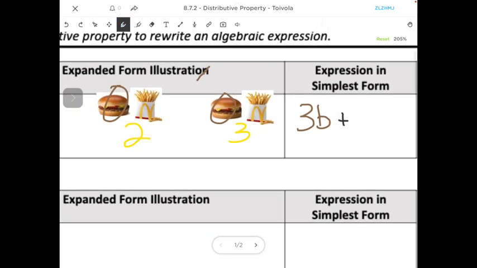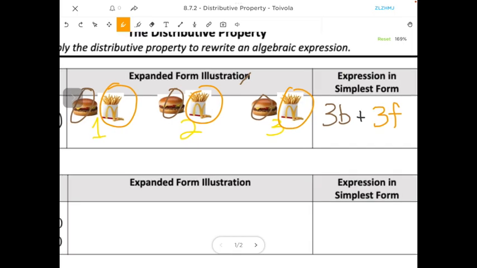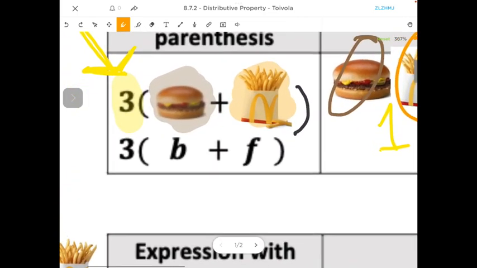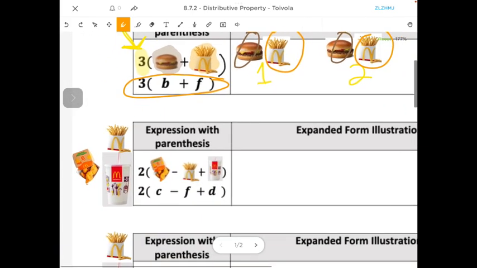there's some fries, and I'll go back and look at those. There's 1, 2, 3 fries. 3 fries. So when we're writing the expression in simplest form, we are going to get rid of the parentheses, and we are going to rewrite it without the parentheses. I also want you to see down below, this says 3 repeats of a burger and fries. Okay, let's look at the next one.